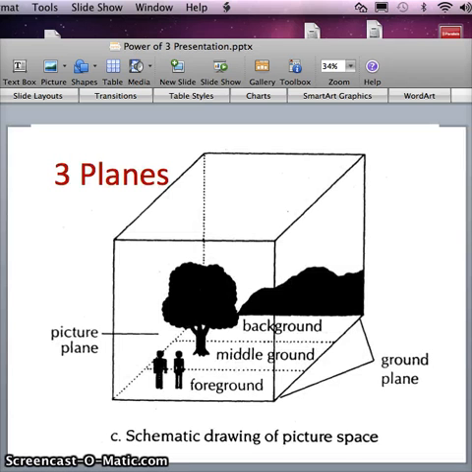Well, the power of 3, for me, also pertains to the 3 picture planes that are found in dynamic or well-composed photos. There are three different grounds. There's a foreground, middle ground, and background element, usually in photos that have good depth and that are well-composed or well-designed.